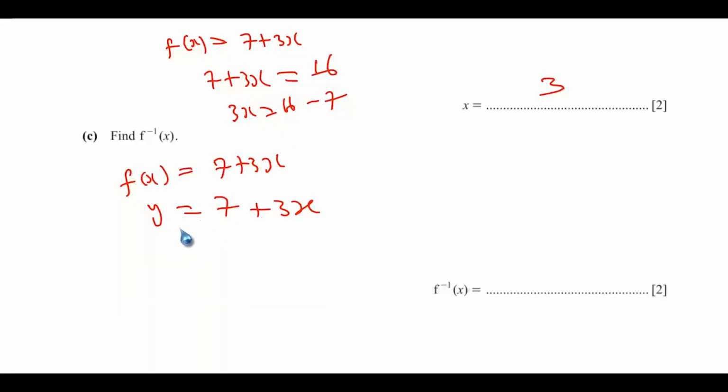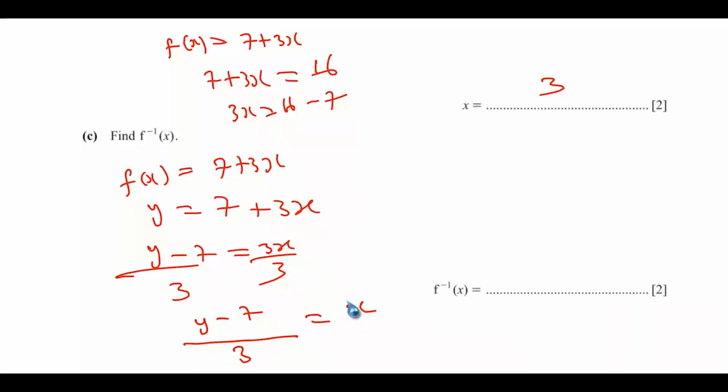Let's make x the subject of the formula. So you have y minus 7 equals 3x. Let's divide both sides by 3. So that will leave us with y minus 7, everything over 3, equal to x. Finally, I will replace x with f inverse of x and y with x. So that will give us x minus 7, everything over 3, equals f inverse of x. So this is what you will get.